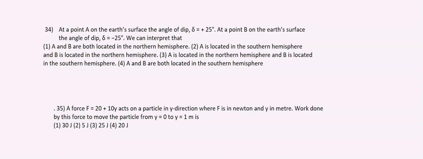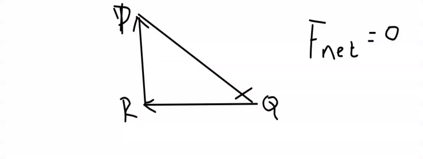A force F is equal to 20 plus 10y acts on a particle in the y direction, where F is in Newton and y in meters. The work done by this force to move the particle from y equal to 0 to y equal to 1 meter is 1) 30 joules, 2) 5 joules, 3) 25 joules and 4) 20 joules. Let's see which option is correct. Let us solve this.